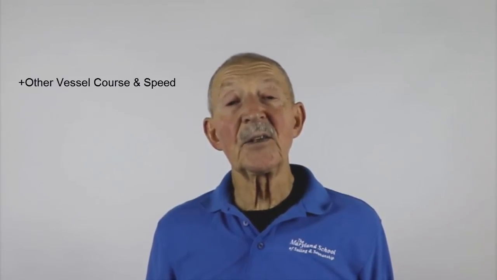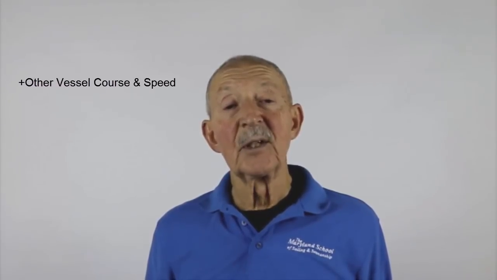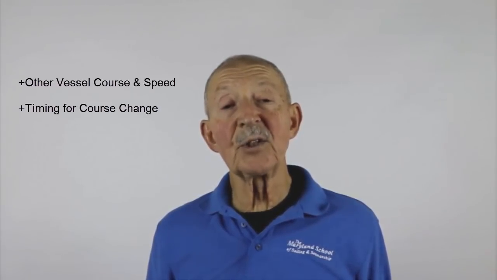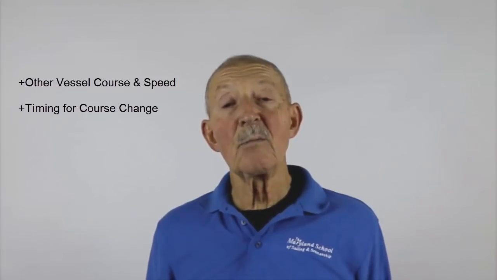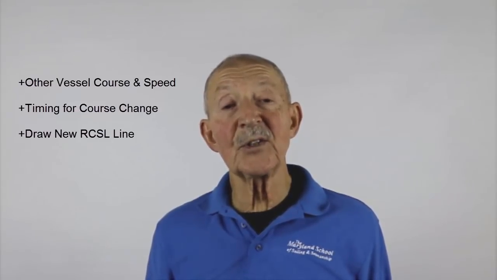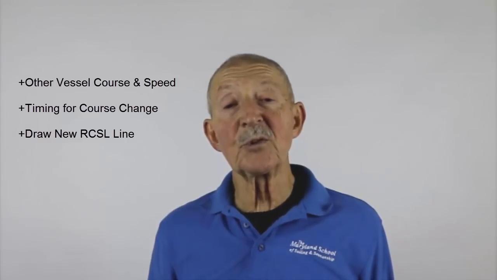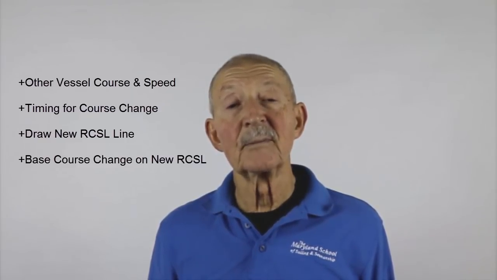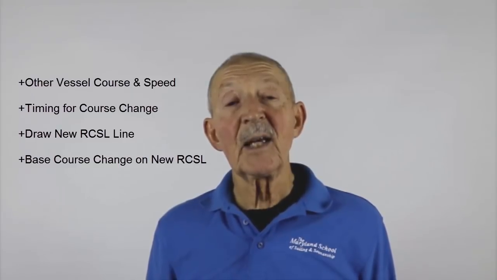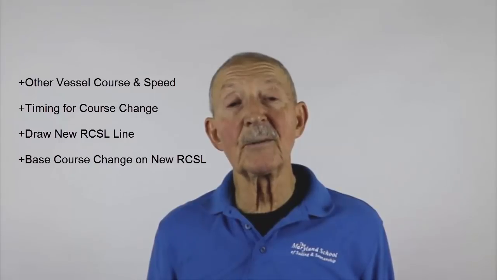Here's a summary. First, calculate the other vessel's actual course and speed. Next, decide what time you will execute the course change and mark this point on the RCSL line with an X. Then draw a new RCSL line extending from X to a point of tangency with the 2 nautical mile circle. And finally, calculate the necessary course change based on the new RCSL.